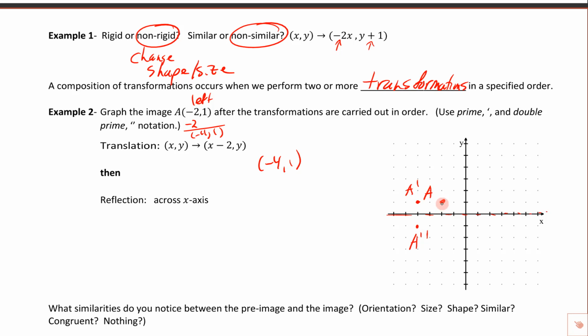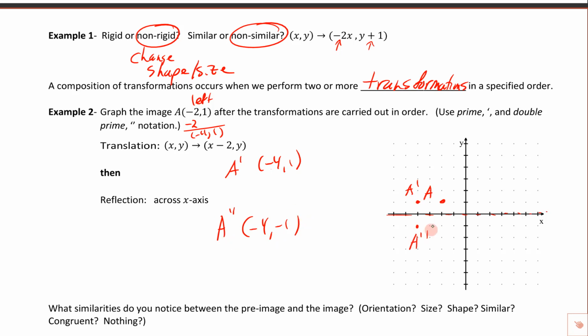So here's what happens to that point. It started out right here. It was negative 4, 1. That's A prime. A double prime would be this point. It would be negative 4, negative 1. I guess I don't need the equal sign on there. Okay, so this would be the end result.